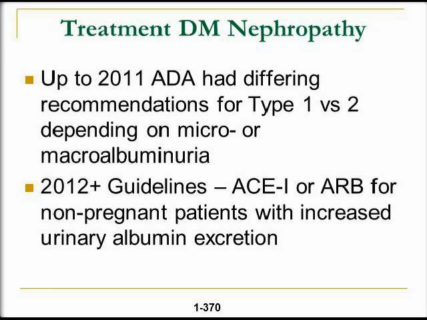Now we don't have to distinguish whether it's micro or macroalbuminuria. Basically, the 2012 plus guidelines recommend that anybody with increased urinary albumin excretion should be on an ACE inhibitor or an ARB. Now some would argue whether they have hypertension or not as well.